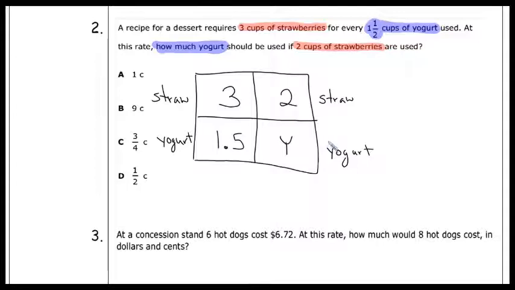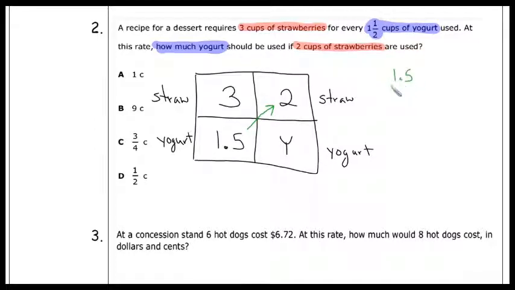Now in this case, I don't see a scale factor. I cannot multiply 3 times a number and give me a 2, at least not one that I know off the top of my head. So I'm going to go ahead and cross multiply and use my cross products to solve this problem. So I'm going to multiply 1.5 times 2. Let's see what that gives me.